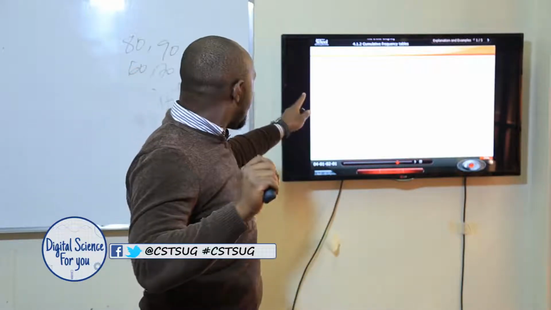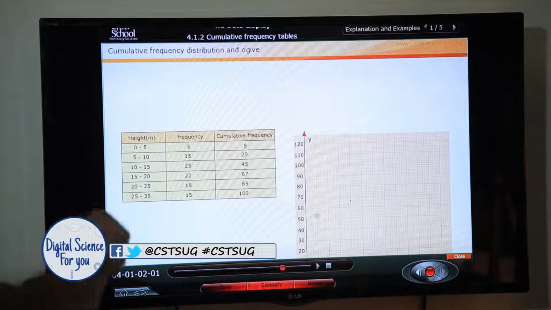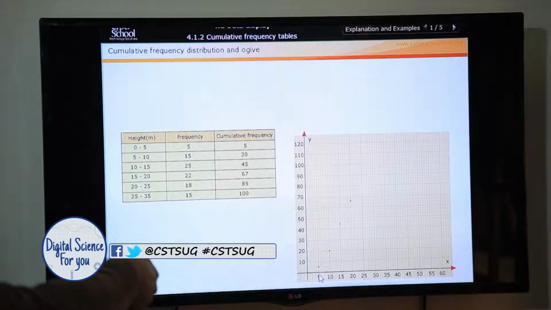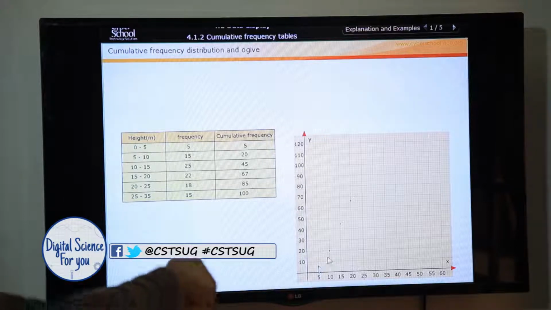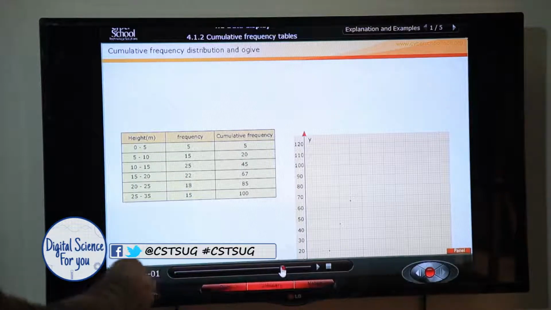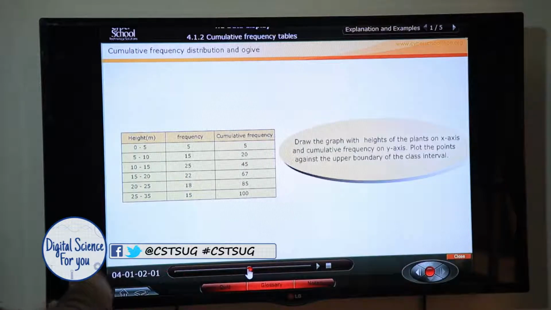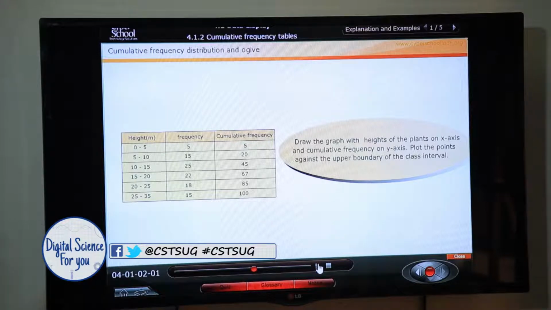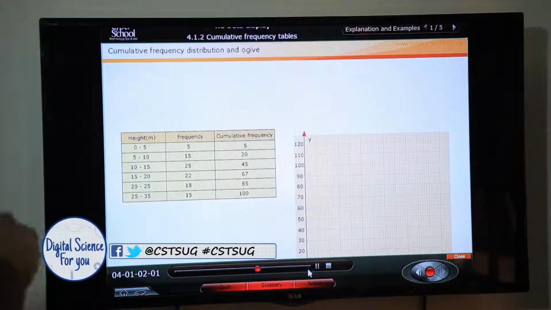The upper limit for this one, 0 to 5, if I take this back a bit so you can see where it starts from, I'm going to replay from there. If I take it back a bit and then play, you're going to see I plot on 5, that's why I plot the cumulative frequency of 5. Then on 10 is where I plot 20, and so on.